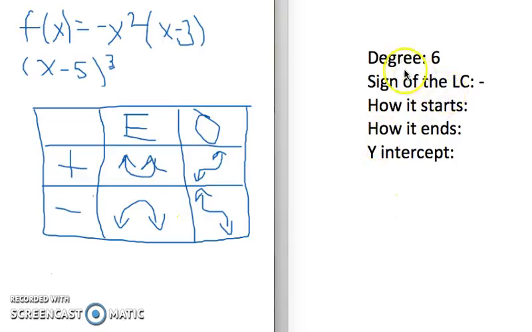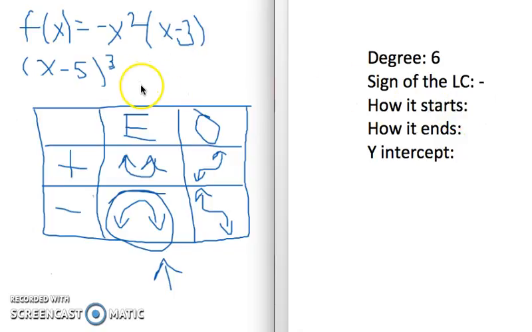So as you can see, the sign is negative and the degree is even. So this is the graph that is going to correspond to our function. It starts down and it ends down. Now we have to find the y-intercept of the function, which is very easy. You just set x equal to 0, and as you can see, the obvious result is 0.